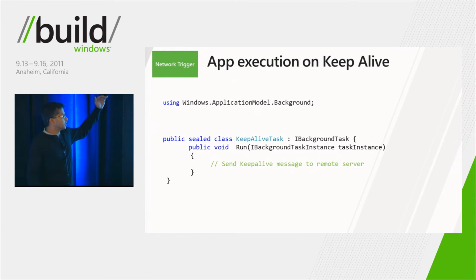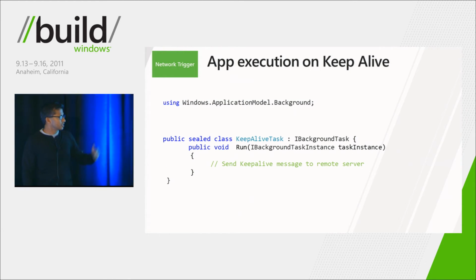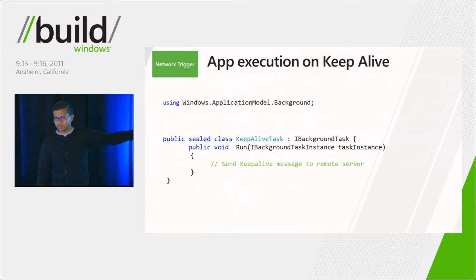So you specify the class, the IBackgroundTask interface, and you write the run method. In the run method, you say, hey, here's my message that I want to send whenever this keep alive trigger happens. So what we've done is that we've simplified your task of maintaining the control channel from the client to the remote endpoint.